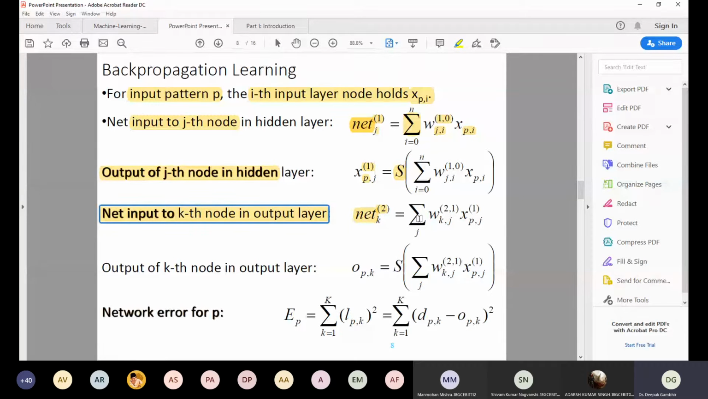And if we want to find the output of the kth node in the output layer, then that is output for p, kth layer, kth node. Then we will write the same summation as net k, but we will pass it through the sigmoidal function. So that is the output of the kth node in the output layer.